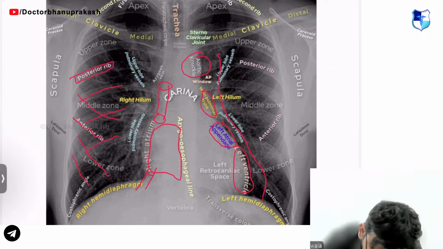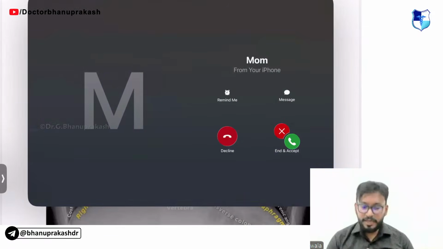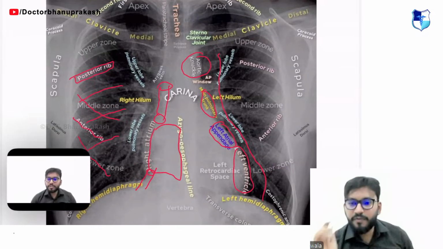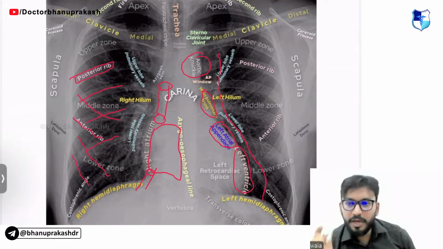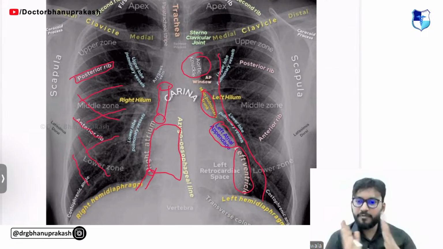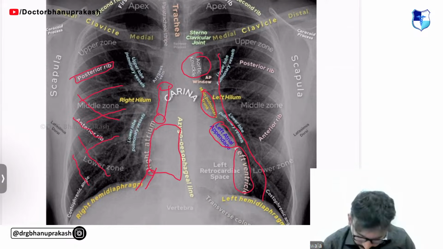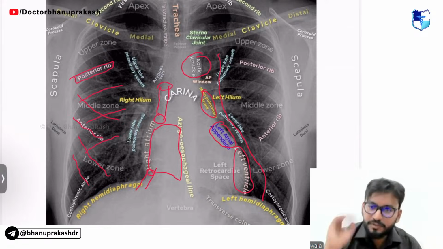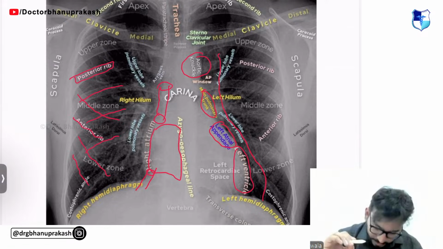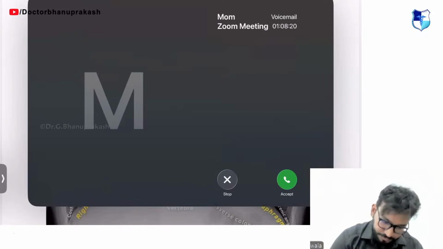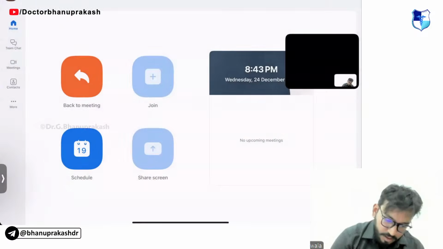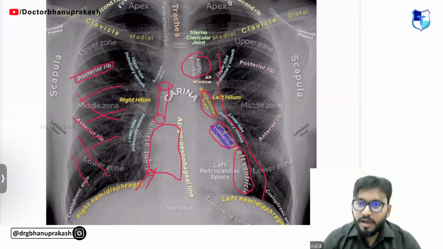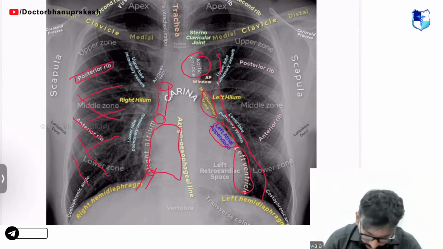Which is the vein which carries the blood from your GIT and drains into the right atrium, coming from the bottom, from your abdomen? Which one is it? It is the IVC. Beautiful. So the right heart border is formed by the superior vena cava, the right atrium, and the inferior vena cava.